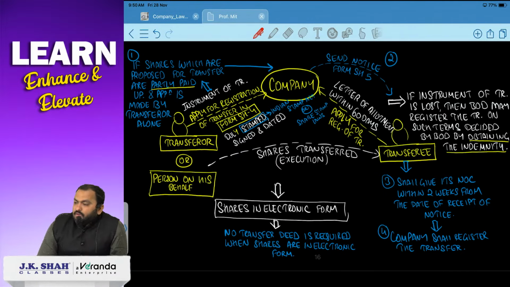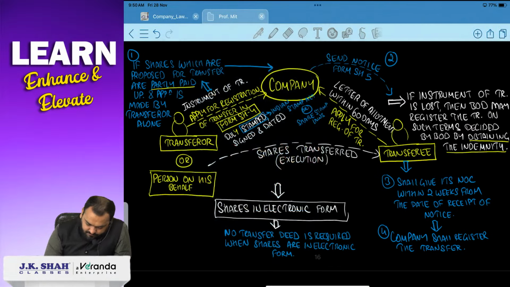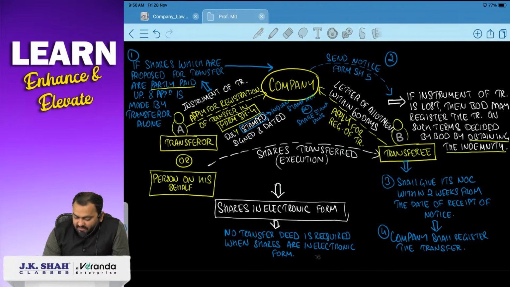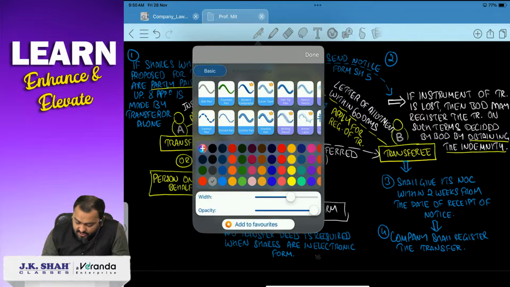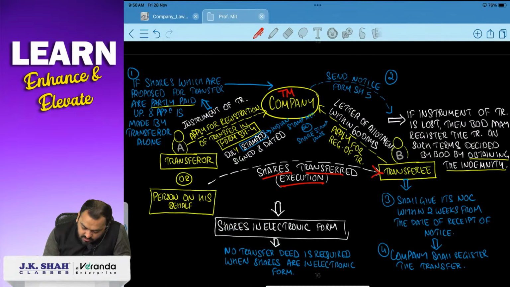Now see, this is Mr. A and Mr. B. Okay? Now Mr. A was having some shares. What he did? He transferred his shares to Mr. B. Okay? Now tell me, earlier Mr. A was a shareholder of Tata Motors. The company you can see here, Tata Motors Limited.